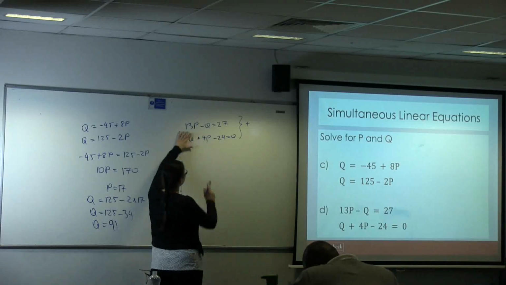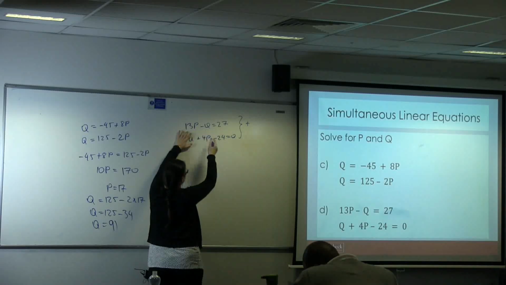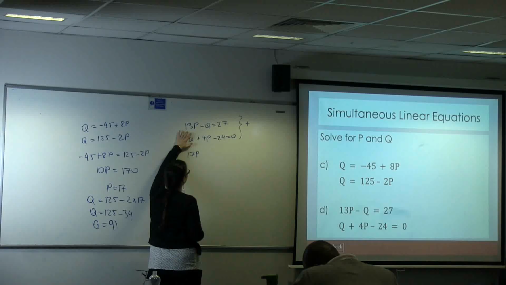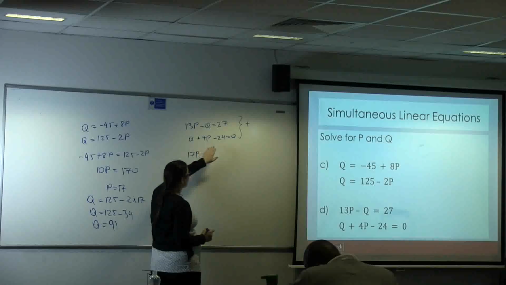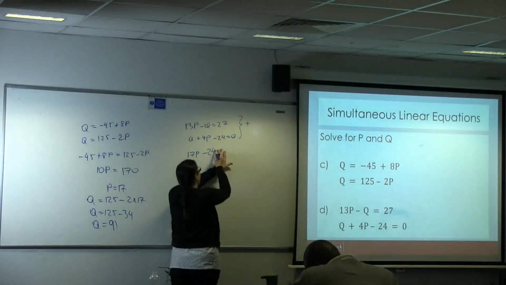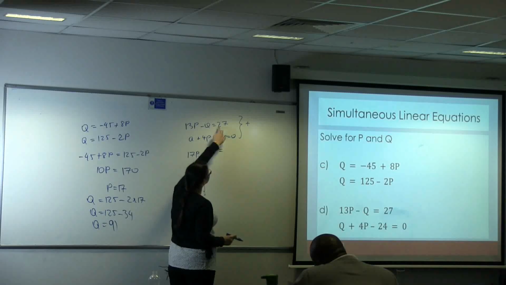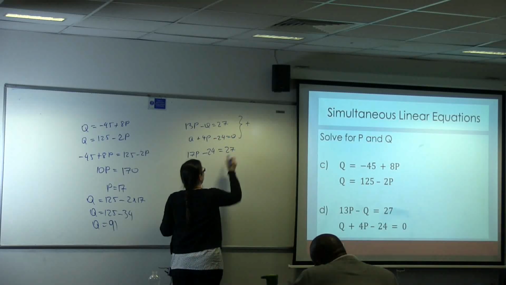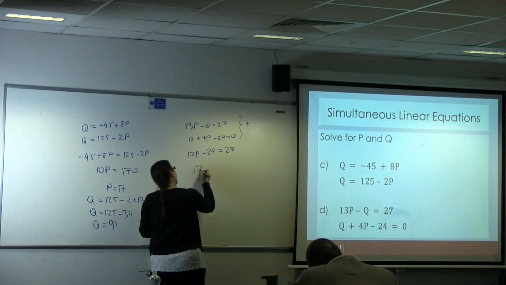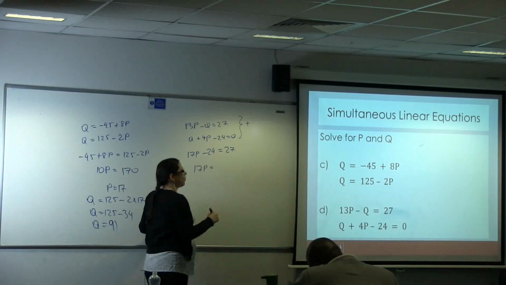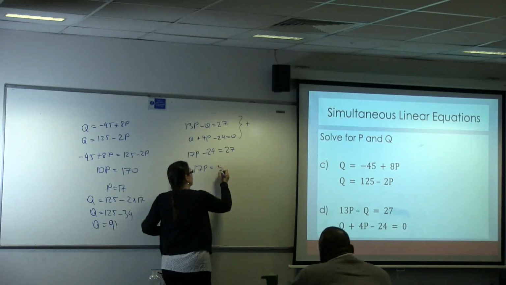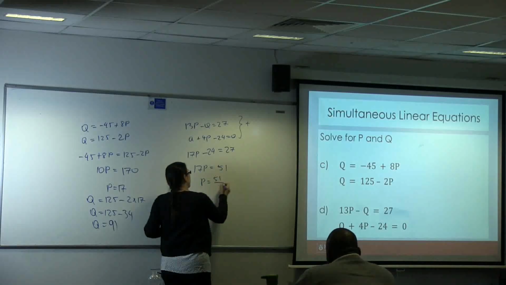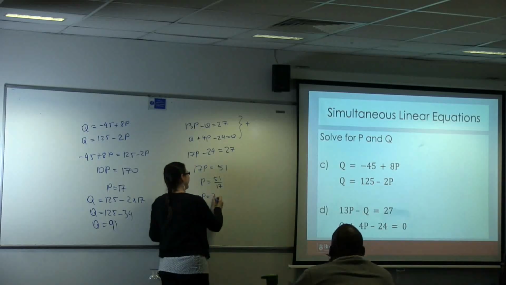So 13p plus 4p makes 17p. Minus q plus q makes 0. And don't forget that there is a minus 24 on this side as well. And that is equal to 27 plus 0, which is 27. So the 17p has to be equal to 27 plus 24, 51. So p is 51 over 17. Is that any? 3. Oh, nice.